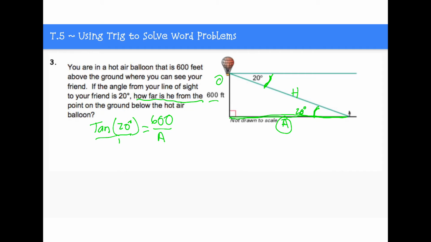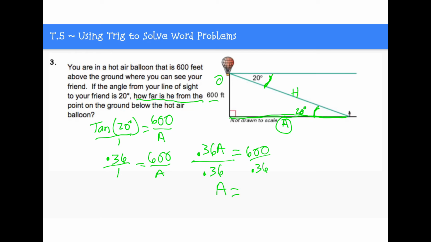So then I can put this over 1, and I can cross multiply it. The tangent of 20 is 0.36, so I can rewrite the tangent of 20 degrees as 0.36 over 1 equals 600 over A, and now I can cross multiply this and solve. So I'm going to get 0.36A is equal to 600, and then dividing by 0.36 on both sides gives us an answer of A is approximately 1,666.67. We'll round to 2 decimals.